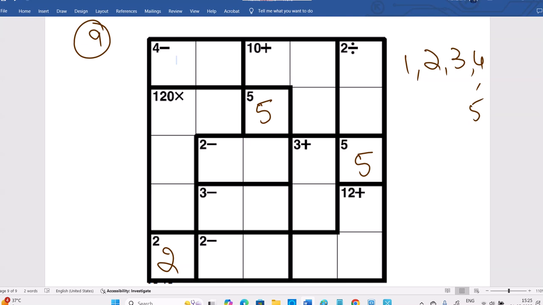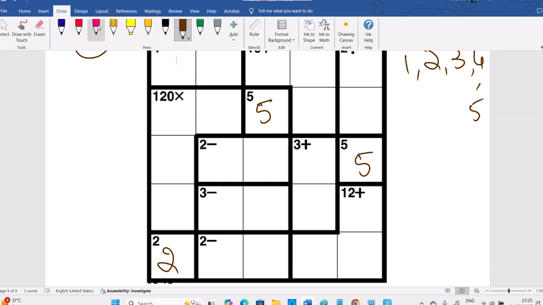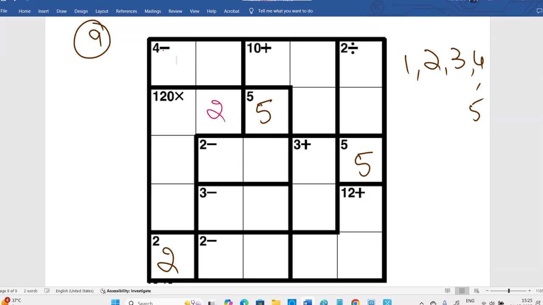Ignore 1. 1, 2, 3, 4, 5 product will be equal to 120. So now 2 cannot come here. See this, my dear friend, this must be 2. This must be 2.